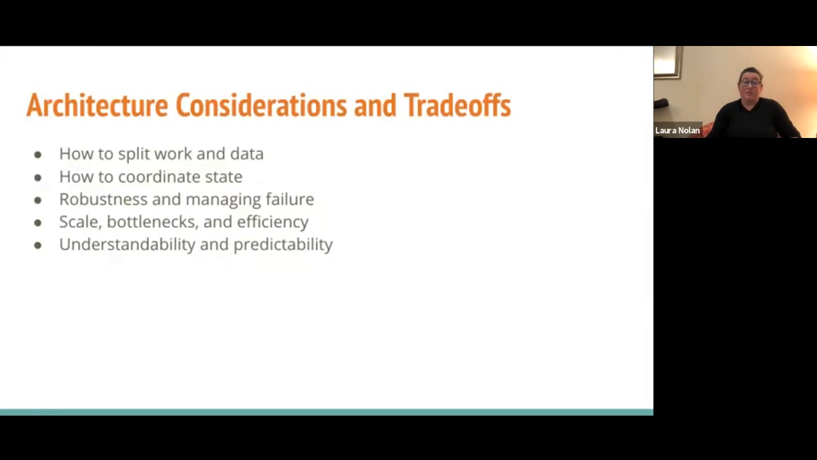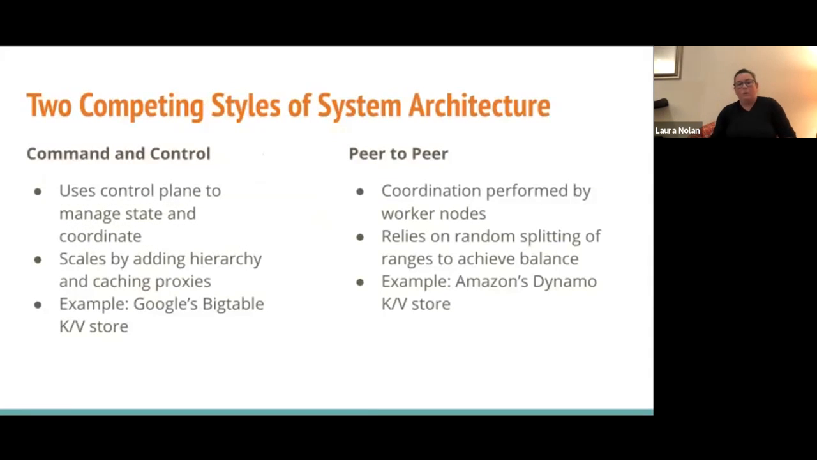And then there are questions of understandability and predictability. Is the system designed with predictable, manageable, understandable flows and behavior between components, or is it something that may exhibit these more emergent type properties? So I believe that there are two main competing styles of distributed systems architecture. I call the first one command and control, and the second one peer-to-peer.